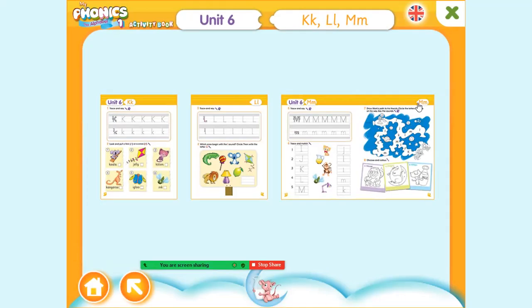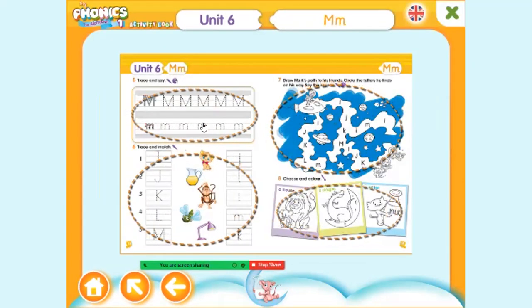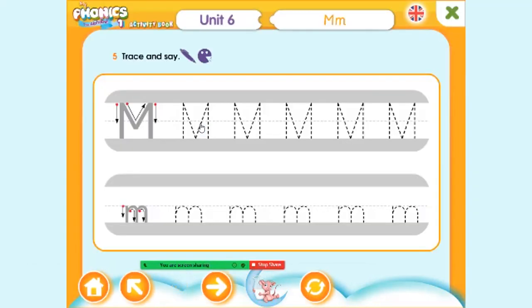It's phonics time. Two weeks ago, we started with unit 6, letter K, and we said the K sounds like k, k. Then we went to letter L. We said letter L sounds like l, l. Today, we want to finish unit 6 with letter M, and we know letter M sounds like mm, mm, mm, mm.